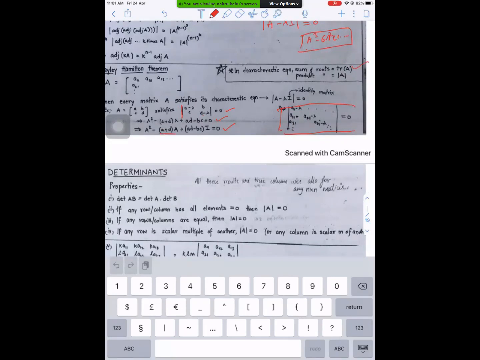Just now Prathamesh said about this point only. Sir, the sum of roots is always equal to the trace of A, and the product of roots is always equal to det. So simply, if you take the characteristic equation of a nilpotent matrix, these two will be 0. Means the sum of roots is 0 and the product of roots is 0 in that characteristic equation.